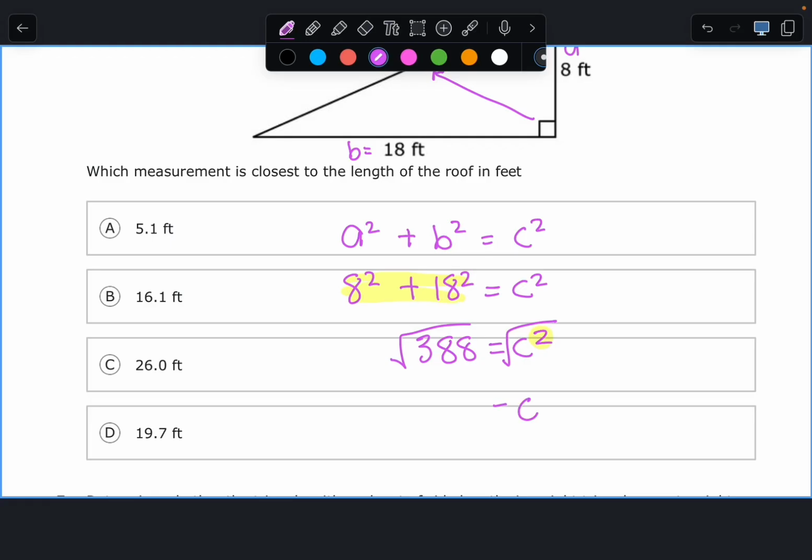So the square root of 388 is 19.6, 19.7. So your answer is D.